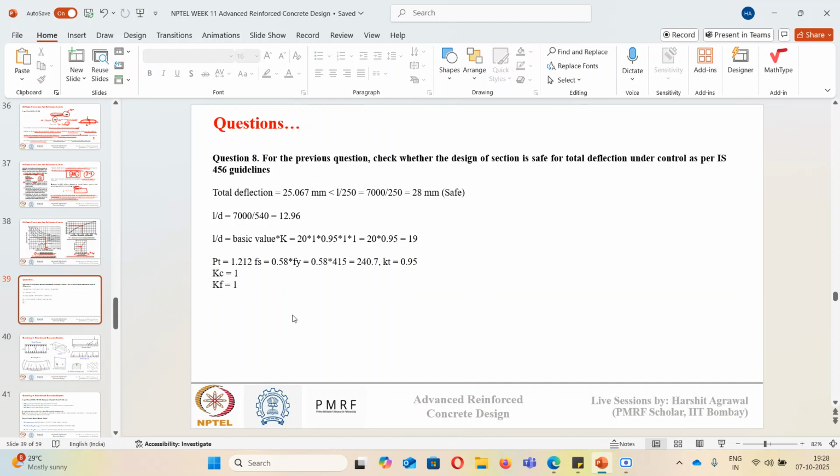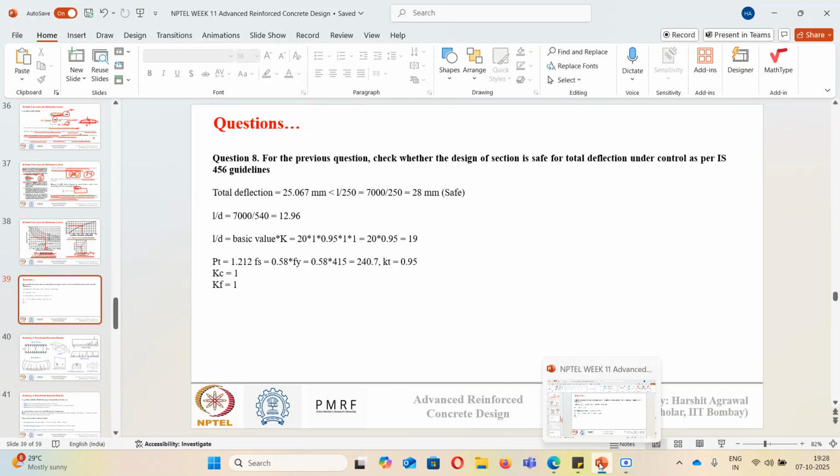Okay, so in the exam there can be a question like this also, where you will be given the span of the beam and the effective depth of the beam, and you are given the codal provisions or charts. From that you need to check whether the beam is safe or not. Okay, so questions like that can also come.